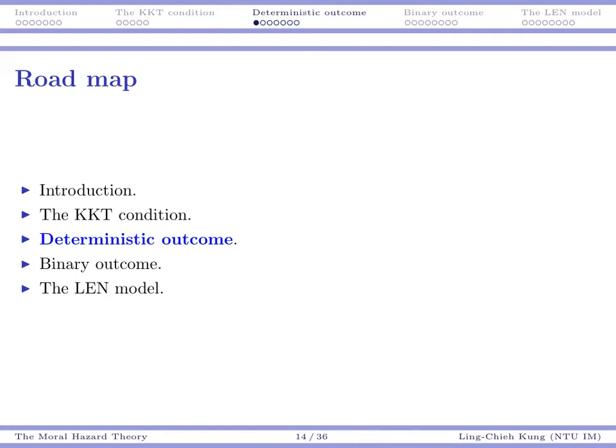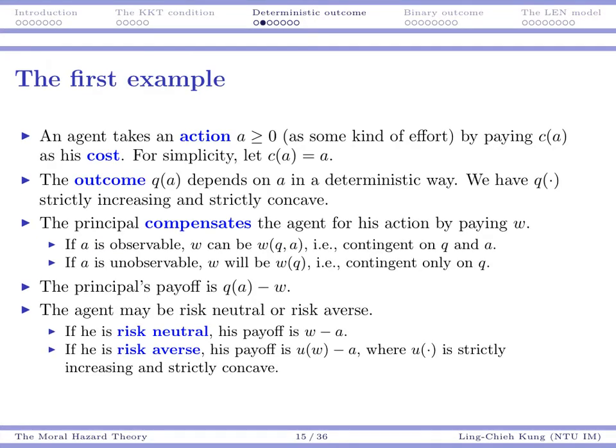Okay, so now let's present our first model, which is the deterministic outcome model. So in this example, we introduce the basic framework of moral hazard problems. So there will be an agent. The agent can choose an action or an effort level, which is A, and we say it is non-negative.